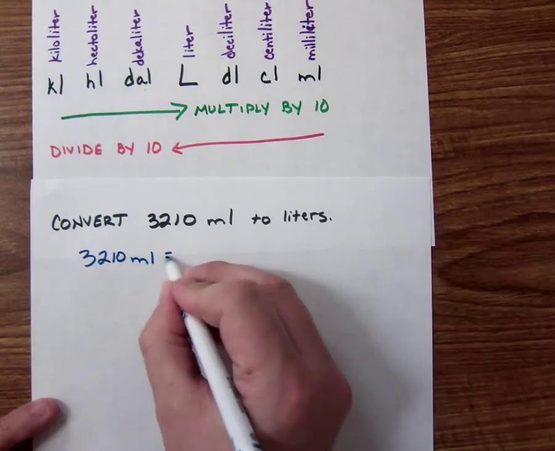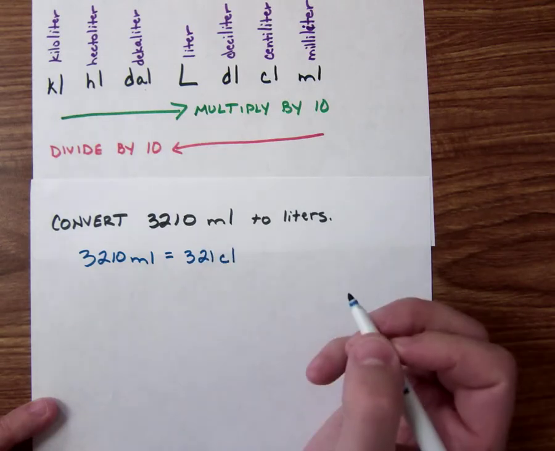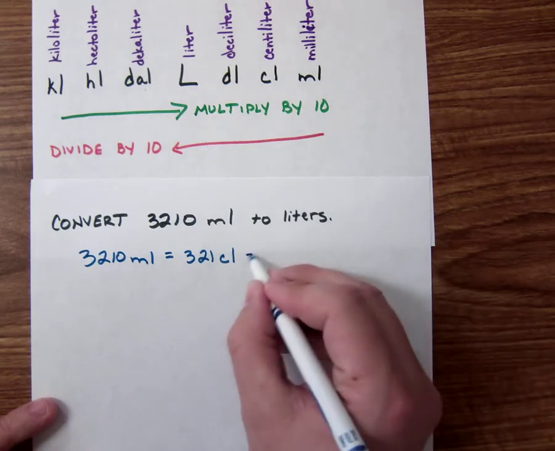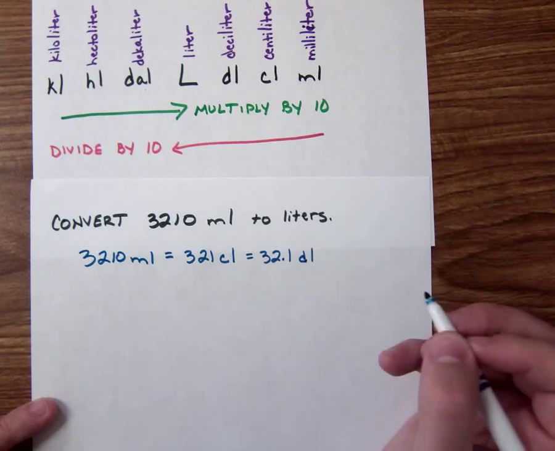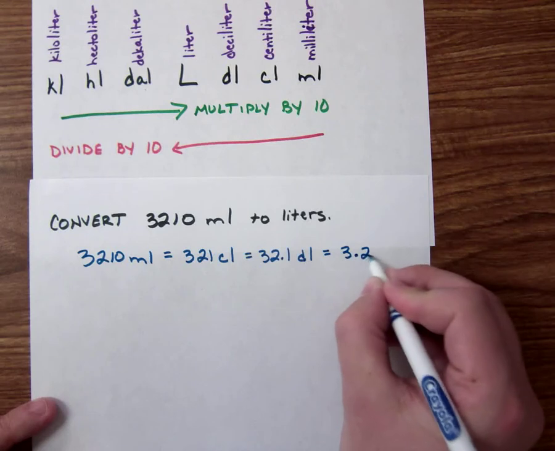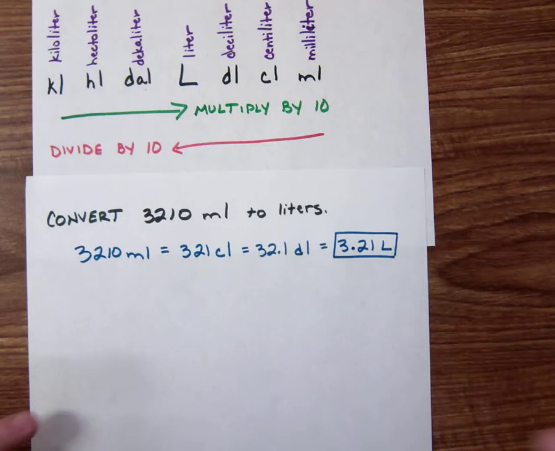If I divide by 10 once, that gives me 321 centiliters. If I divide by 10 again, that gives me 32.1 deciliters. And if I divide by 10 again, that gives me 3.21 liters, which is actually what I wanted, 3.21 liters.